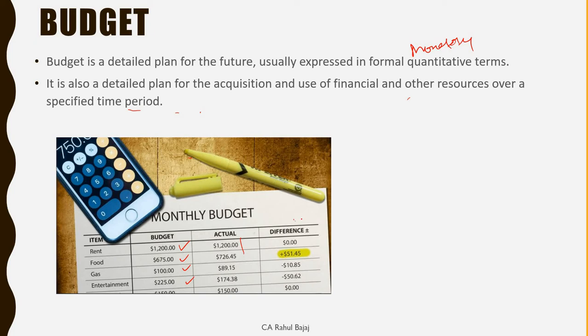Actual we compare, and whatever difference we have to borrow or we have to break our investment, or if we have increased our earning, so that will get compensated.